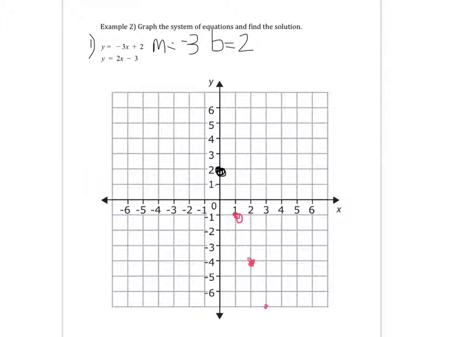Remember, when you draw your line, it needs to go through all points. And you should be drawing yours with a ruler. I put arrows on the end, and I'm going to label my equation.